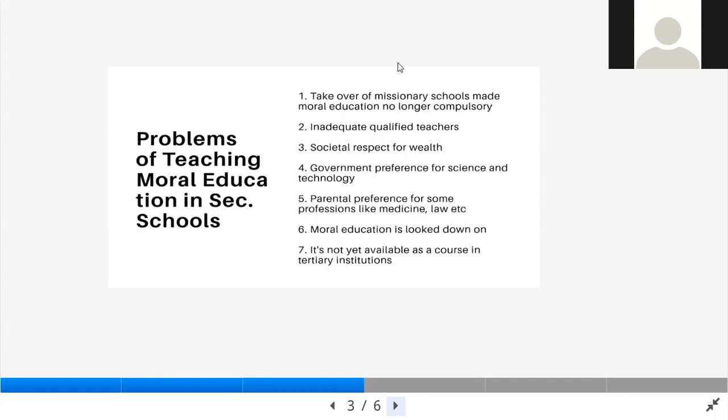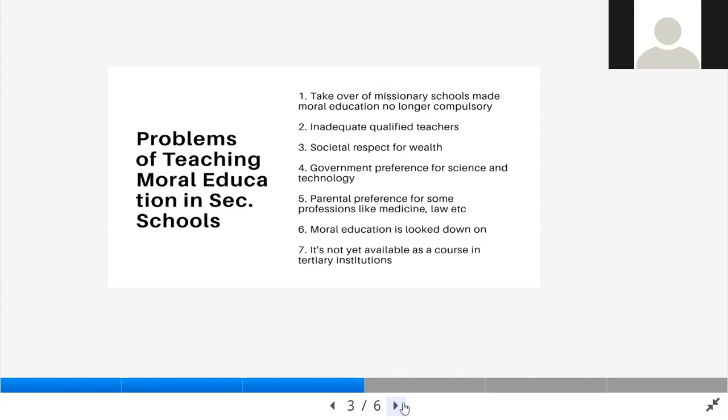Moral education is not yet a course like we have medicine. Want to read medicine, want to read law, want to read nursing, want to read teaching, any of the teaching courses at all. Moral education is not yet a course to be taught in tertiary institutions. We see it as one of the problems.